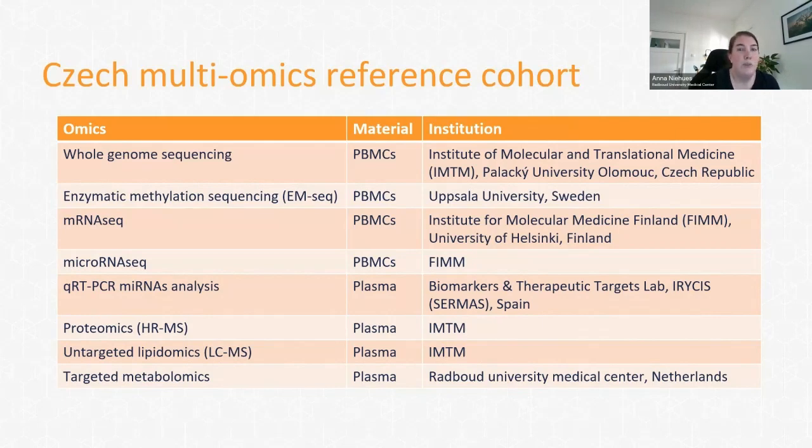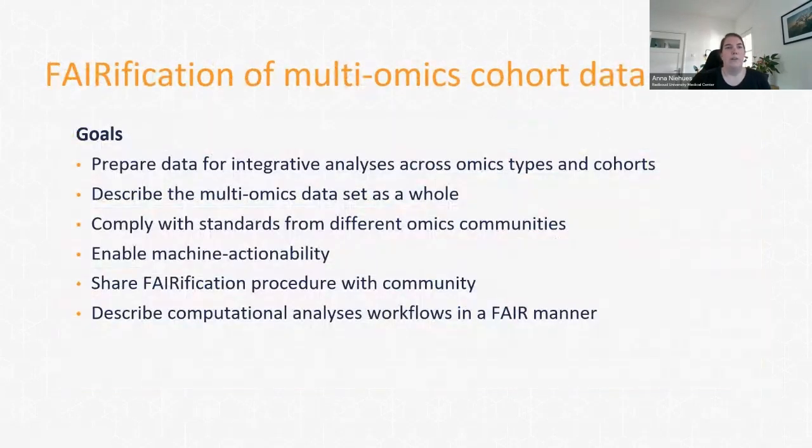And in addition to the logistic challenges of acquiring the data, this also requires close collaboration for the FAIRification of the acquired data and the corresponding metadata. So the primary goal of our FAIRification efforts is to enable the integrative analysis across the omics types and also the preparation of this data set for future reuse. So when bringing together the various omics data types to describe this data set as a whole, we also need to bring together a variety of different domain-specific standards.